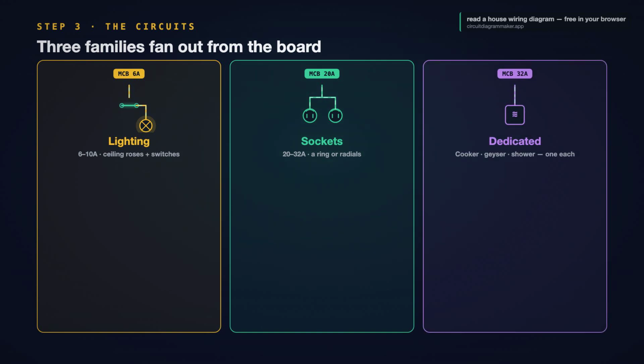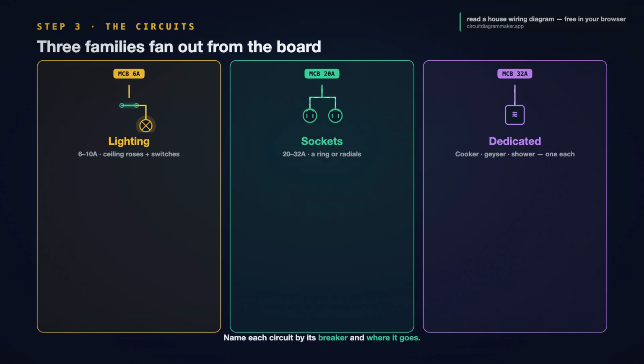On the diagram, each of these is just a line leaving one breaker and running to its points. When you see a fat conductor going straight to a single box, that is a dedicated circuit. When you see one breaker feeding a chain of sockets, that is a ring or a radial. Name the circuit by its breaker and where it goes.